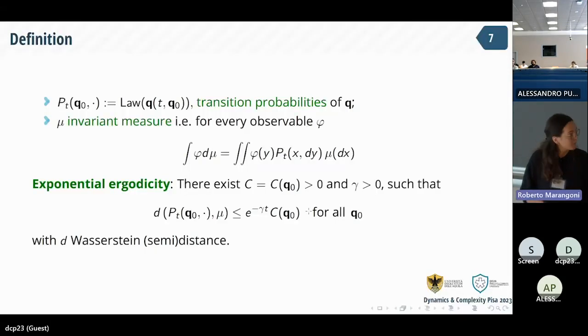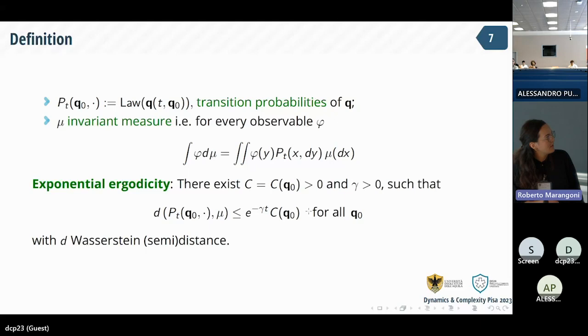Okay, so probably this is familiar to most of you, maybe not, so let's just recall it. The transition probabilities are effectively, if I have a solution of my model, I'm looking at the probability that if I start at Q0 at time t, I will end up in a certain set. So this is what we call transition probabilities. And an invariant measure is going to be a distribution, a measure that will not see the action effectively of my dynamic, so that it will preserve averages of observables. When I talk about observables, these are functions that go from the space where I have solutions to R or whatever scalar.